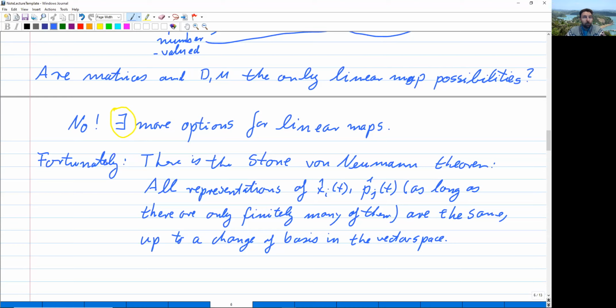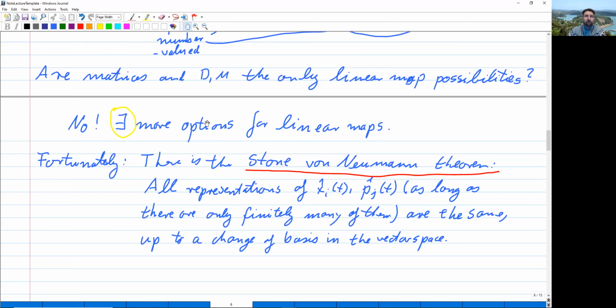For now, all I want to say is that there is this super important Stone-von Neumann theorem, which says that the choice of whether we work with discrete or continuous representations here, with D's and M's or the column vectors, or any other linear representation we can come up with, doesn't matter, because there's always a change of bases between them.